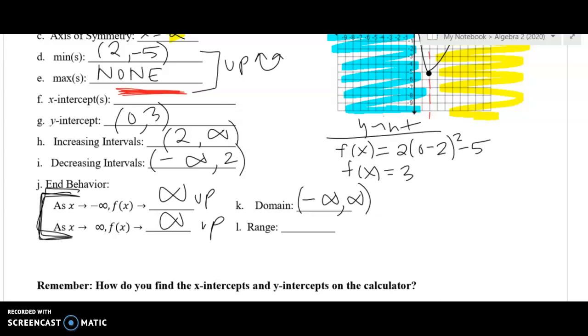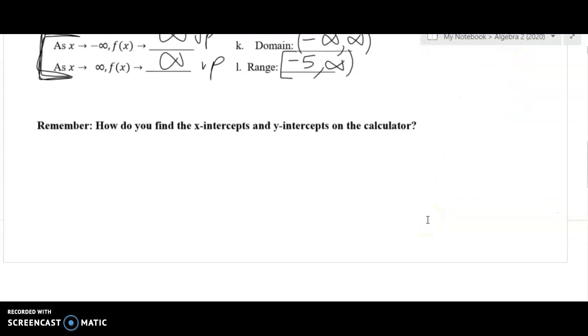The range is the y value. So how low does this go? The lowest it goes is -5, which is going to get a bracket. And then the highest it goes is all the way up to positive infinity. So there's our first problem, a little recap from yesterday.